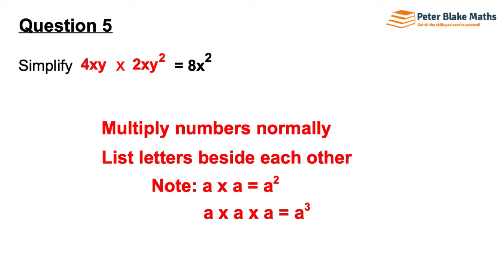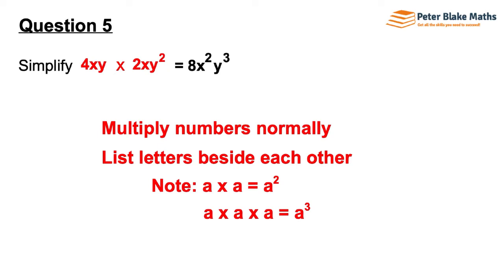And in this question, we've actually got a letter y times a y squared already, which would have been a y times a y, that y squared part. So we've actually got a y times a y times a y in there, and a times a times a makes a cubed, so y times y times y makes y cubed.